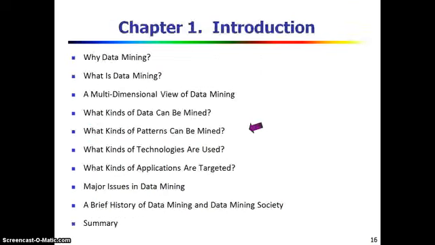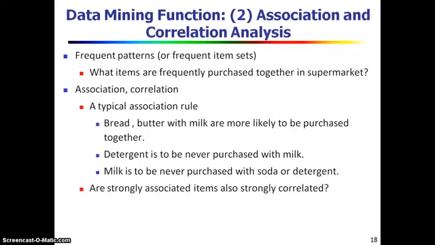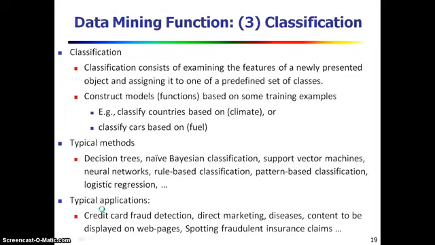So this is how I will see this generalization. This is association and correlation, which I have just talked about. A typical association rule suggests that whenever a person goes for bread, butter and milk are most likely to be purchased together, whereas detergent is never going to be purchased with milk. This is the basic association. Milk is never purchased with soda or detergent. So this is a strong association.